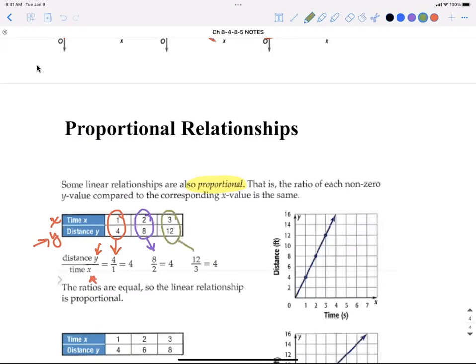You're going to create a fraction, and then you're going to reduce the fraction. And if these numbers are all the same, then it is considered proportional. Okay, so this particular linear relationship is proportional. And the reason it's proportional is because we did the little proportion test and we got a matching number when we reduced each one of the points separately.